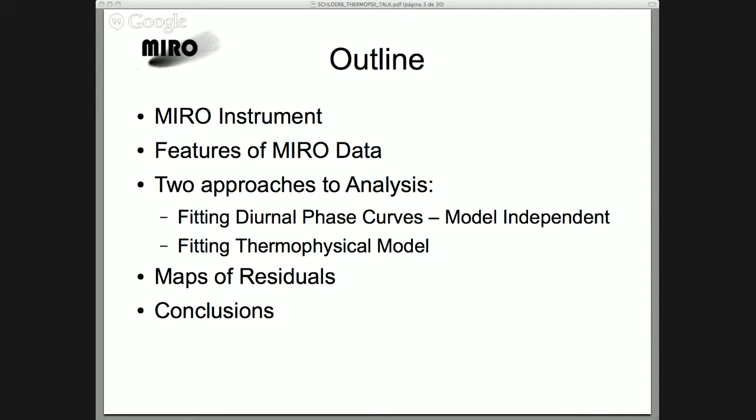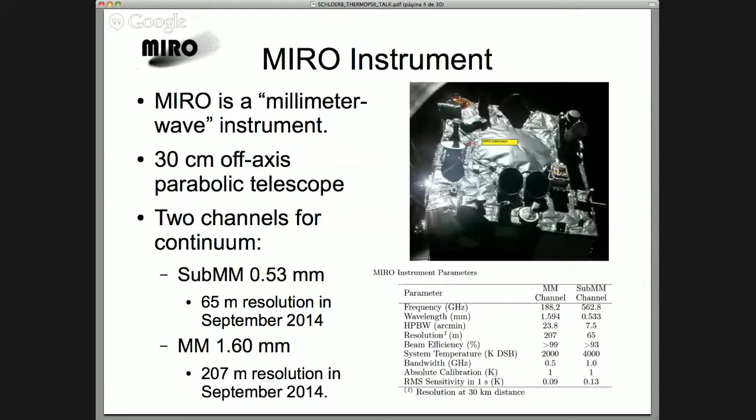So the MIRO instrument, MIRO is a millimeter wave instrument. So it's a very long wavelength compared to what we're used to thinking about in this group. Here's the instrument located on Rosetta in the thermal vacuum chamber. It's a 30-centimeter off-axis parabola telescope. And there's two channels for the continuum observations. This thing we call the sub-millimeter channel, which is at about 0.5 millimeter. And the millimeter channel is at 1.6 millimeters. During the data I'm going to be showing you, the resolution for the sub-millimeter channel is about 65 meters on the nucleus, and it's about 3 times that for the millimeter channel.